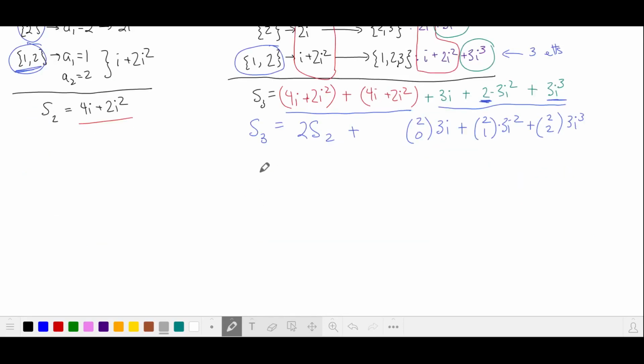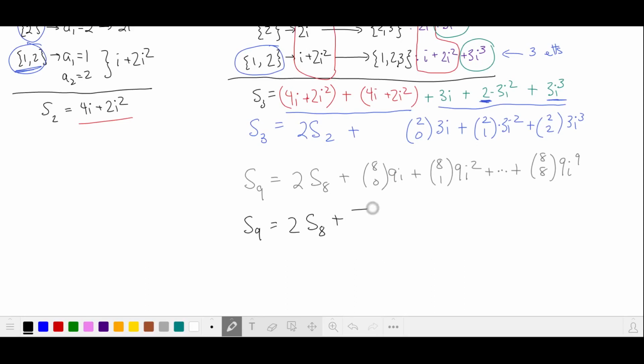This will be the same for any consecutive values of S sub n. So for S sub 9, we're going to have 2 times S sub 8, plus 8 choose 0 ways of choosing 0 elements out of 8 for the empty set. And that complex power sum will be 9 times i. Subsets with just one element in them, that's 8 choose 1. The coefficient of i squared is 9, and so on.